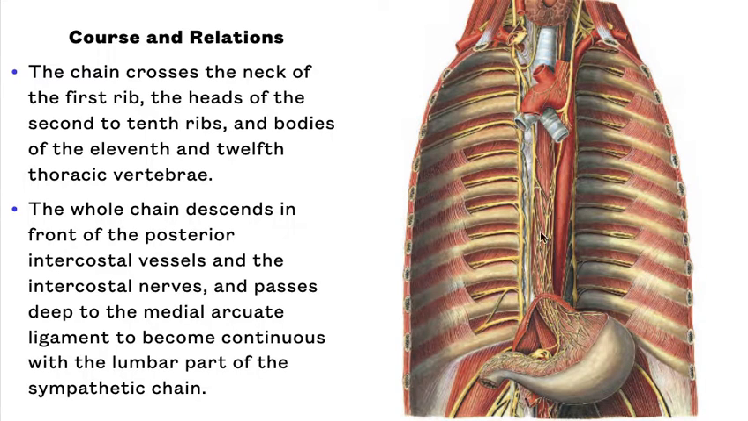The course and relations. The chain crosses the neck of the first rib, the heads of the second to 10th rib, the bodies of the 11th to 12th thoracic vertebrae. The whole chain descends in front of the posterior intercostal vessels and the intercostal nerves, passes deep to the medial arcuate ligament to become continuous with the lumbar part of the sympathetic chain.